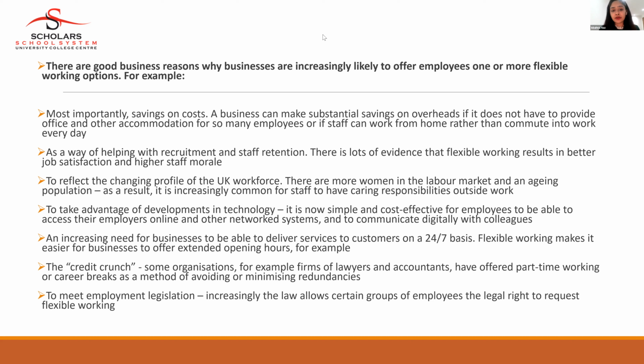As a way of helping with recruitment and staff retention, there is a lot of evidence that flexible working results in better job satisfaction and higher staff morale. Human resource management is all about how you handle your people, how you can make your people satisfied, so that they will be committed to working for you and stay with you. So if, as a human resource manager, you provide this kind of flexible options, different opportunities for your employees, then there is no reason why they will not stay with you.